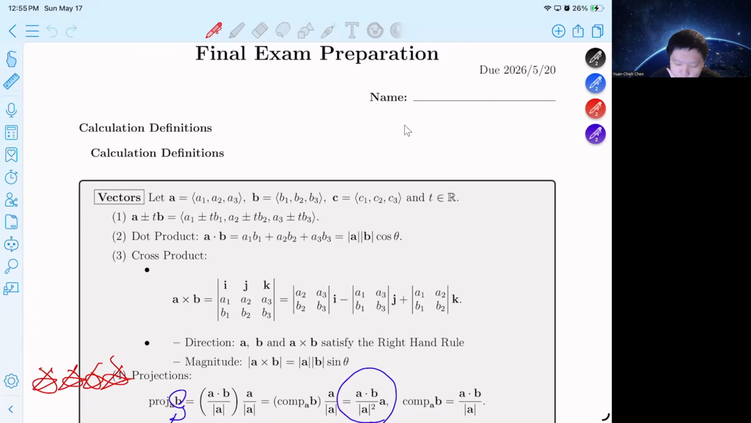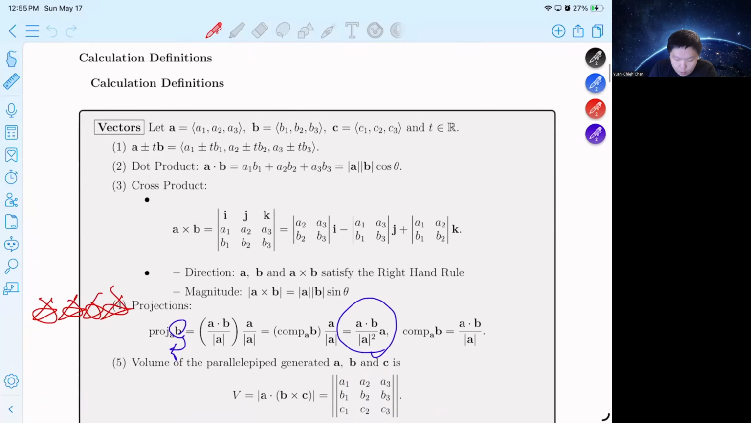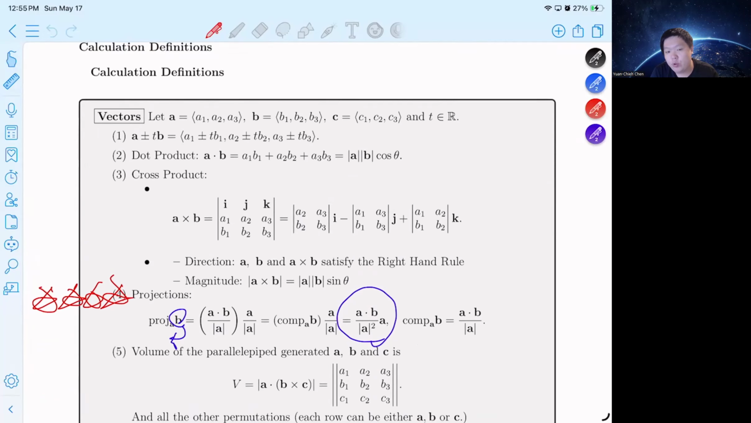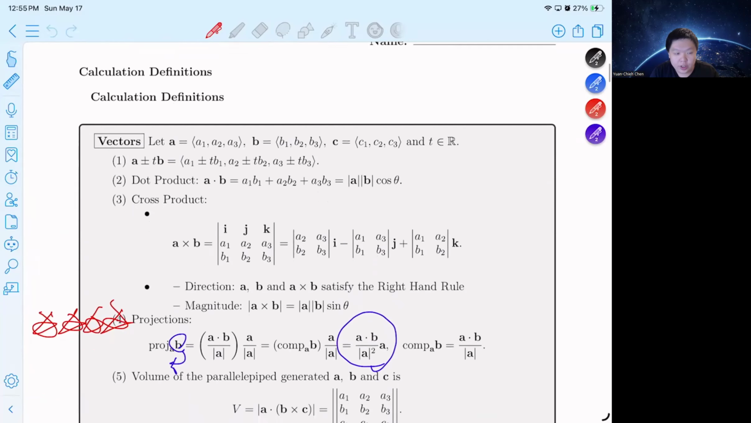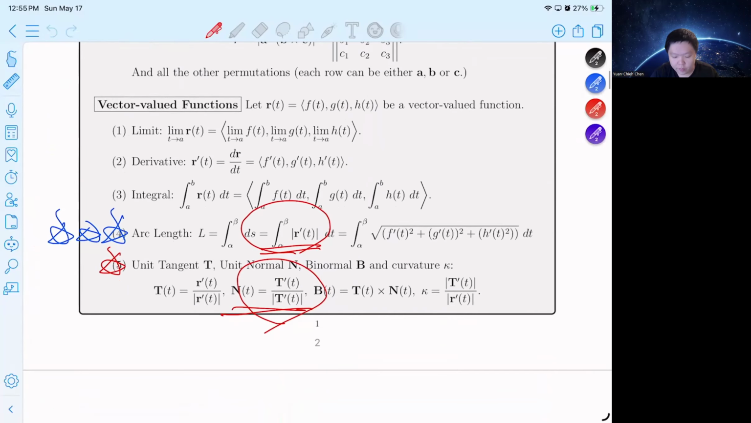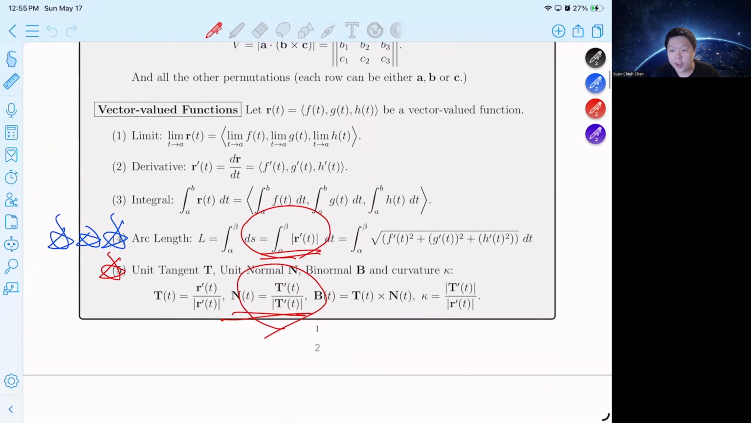Hello everyone. So this is the recording of the remaining problems of our final exam preparation sheet. I'll skip all the points like this. We already did that in class. Basically the vectors, you have to know all the calculations about vectors. I think you should be really aware of this right now. And all the vector-valued functions and all the different kinds of integrals.